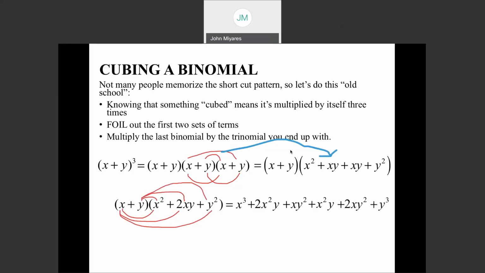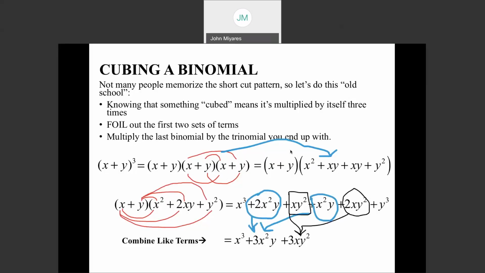Combining like terms together, you're going to get x cubed plus 3x squared y when putting together the two x squared y terms, then 3xy squared when combining the two xy squared terms, plus y cubed on the end. Looking at the coefficients, we see 1, 3, 3, and 1.